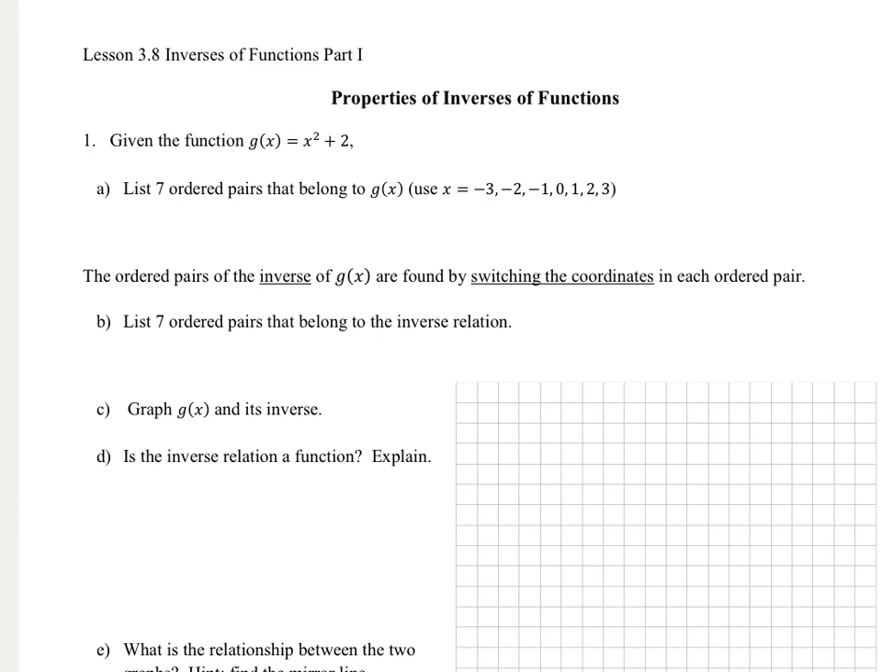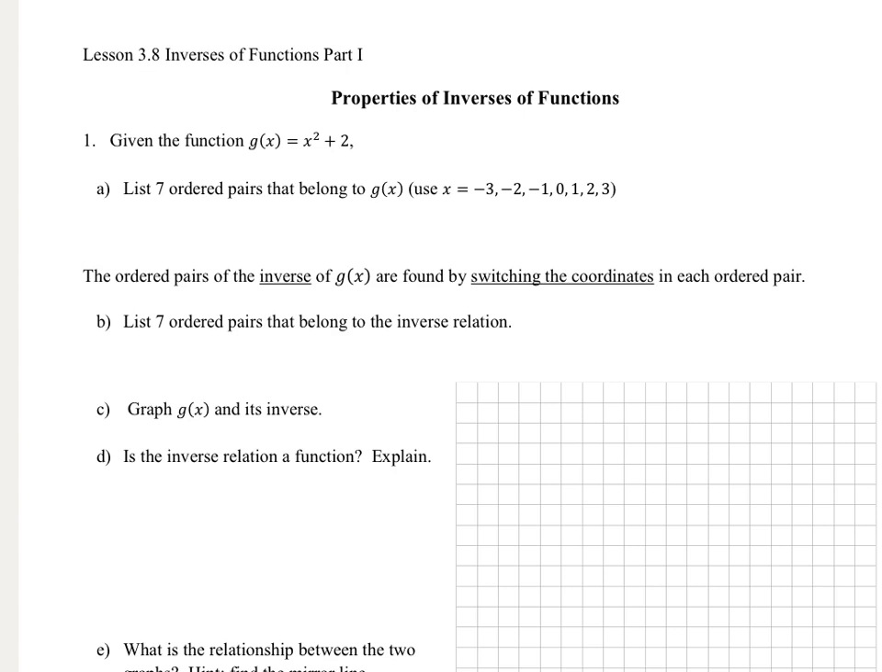Today we're learning all about inverses of functions. So we're going to start off with this example of our quadratic function g of x equals x squared plus 2. First we're going to list 7 ordered pairs that belong to g of x, and we're going to use the x values of -3, -2, -1, 0, 1, 2, 3.